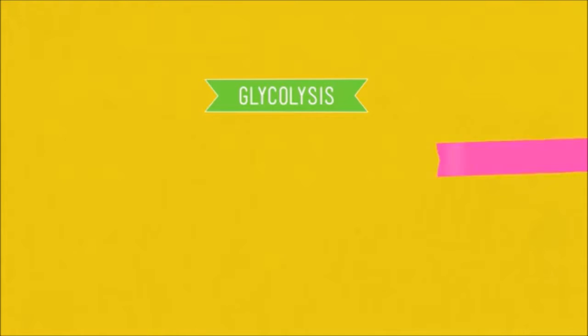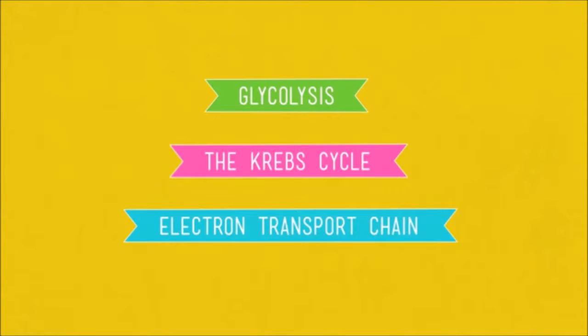Now cellular respiration isn't something that just happens all at once. Glucose is transformed into ATPs over 3 separate stages: glycolysis, the Krebs cycle, and the electron transport chain.